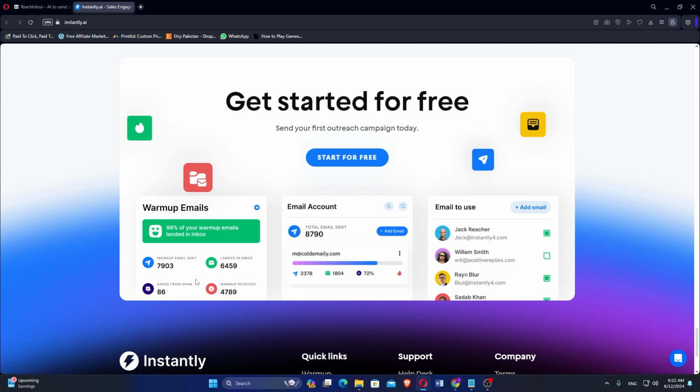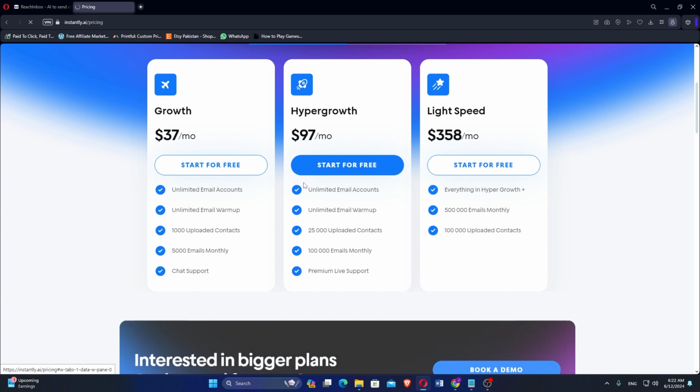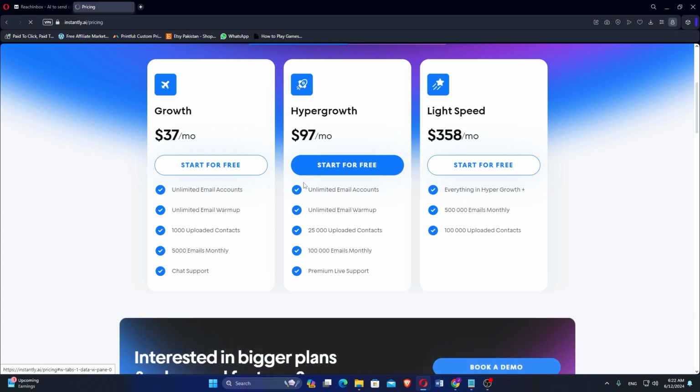If we talk about Instantly's plans and their pricing, first we have Growth, which is $30 per month. Then we have Hypergrowth, which is $77.6 per month. Next is Lightspeed, which is $286.3 per month. If we switch to monthly billing, the Growth plan is $37 per month. Hypergrowth is $97 per month. And Lightspeed is $358 per month.